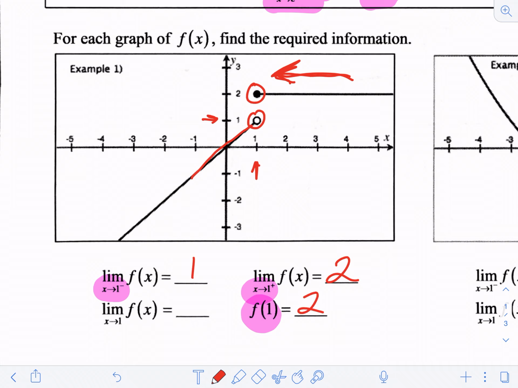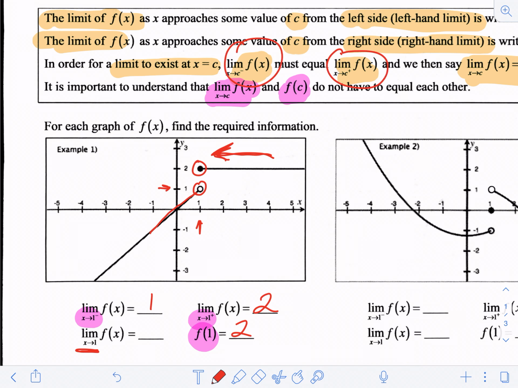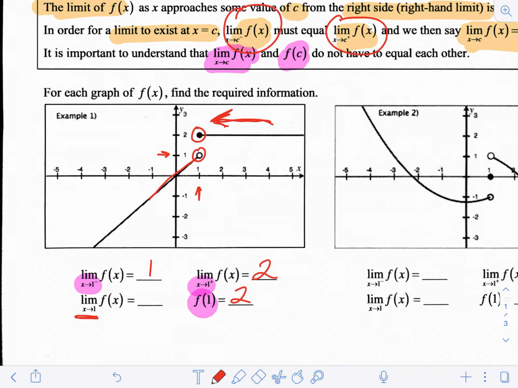But what about this overall limit as x approaches 1? Remember we said in order for the overall limit to exist, the limits of f of x as it approaches from the left and the right have to be equal. Here they are not equal, because the limit as x approaches from the left-hand side is 1, but from the right-hand side is 2. So the overall limit does not exist. We're going to put DNE.